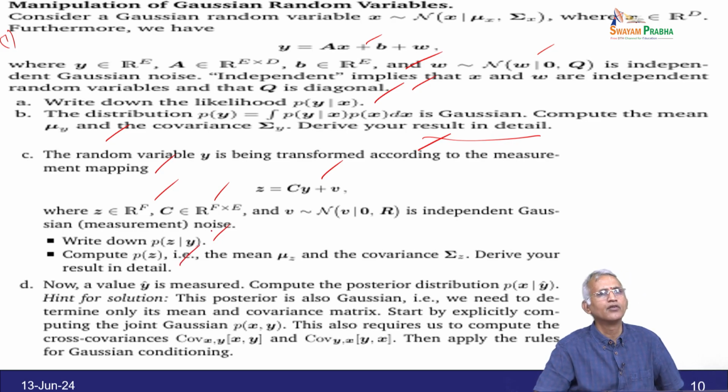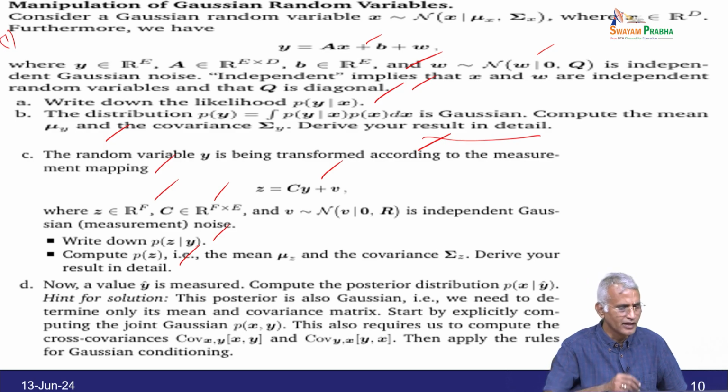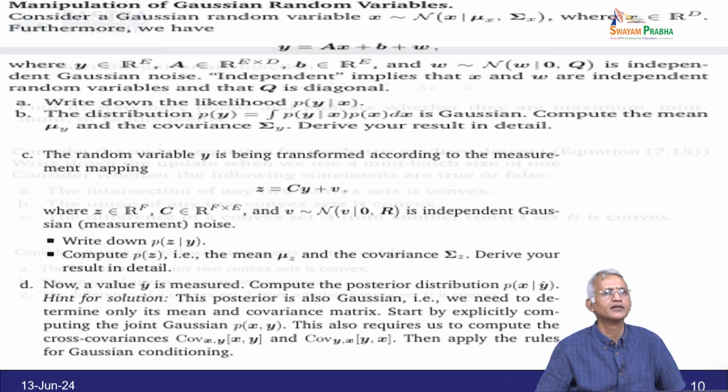The fourth one: now a value y bar is measured, compute the posterior distribution P(x|y bar). The hint is that the posterior is also Gaussian. We need to determine only its mean and covariance matrix. Start by explicitly computing the joint Gaussian P(x, y). This also requires us to compute the cross covariance of x, y and the covariance of y, x, then apply the rules for Gaussian conditioning.